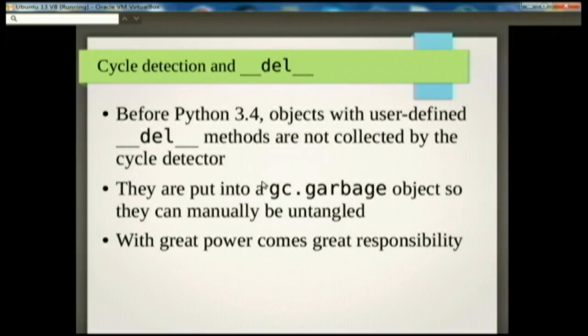So, Dunder Del. You might think that I could have done that demo under Dunder Del. I'm just going to take questions at the end. Before Python 3.4, objects with user-defined Dunder Del methods weren't actually collected by the cycle detector. Essentially, they said if you're going to define your own finalizers, then I'm not going to be responsible for collecting your objects in the wrong order. So instead, they create a reference to them and put them into gc.garbage, which is an array in the garbage collection module. If you want to collect them, they want you to manually untangle the references and then do a collection again. So this is an example of, with great power, using your own defined finalizers, comes great responsibility untangling your cycles.